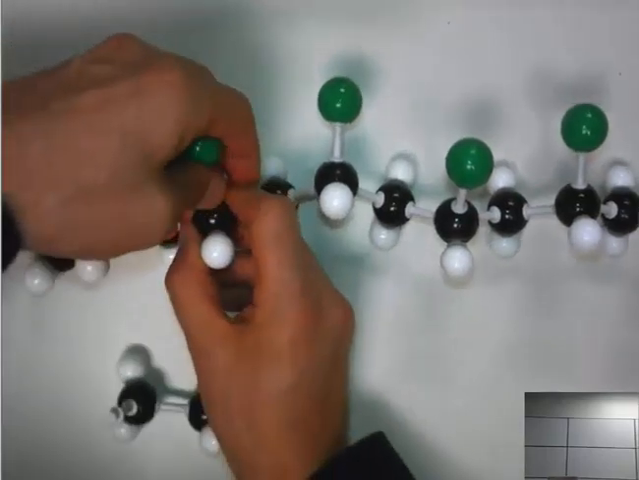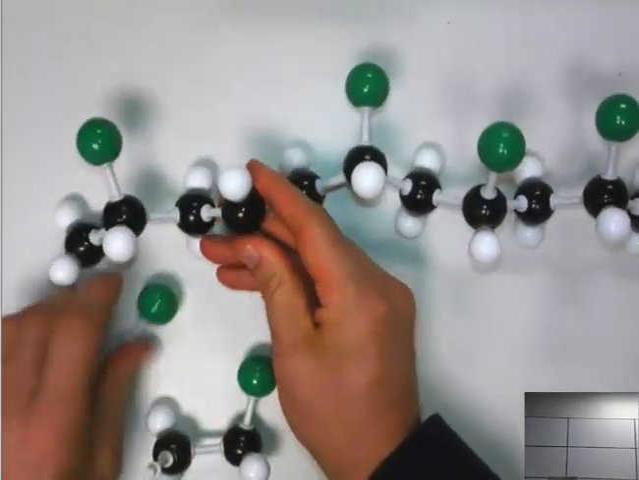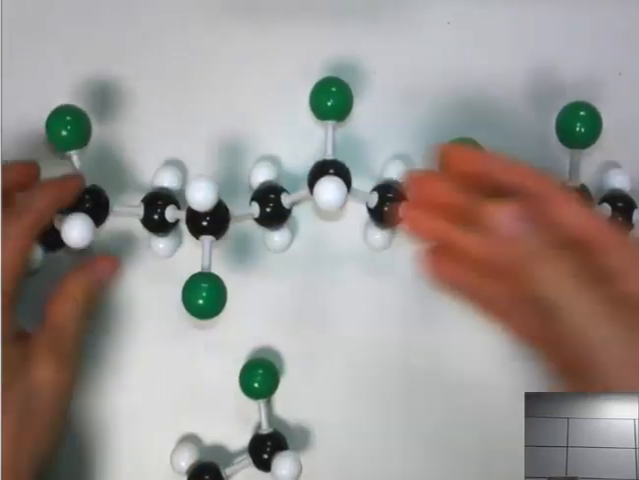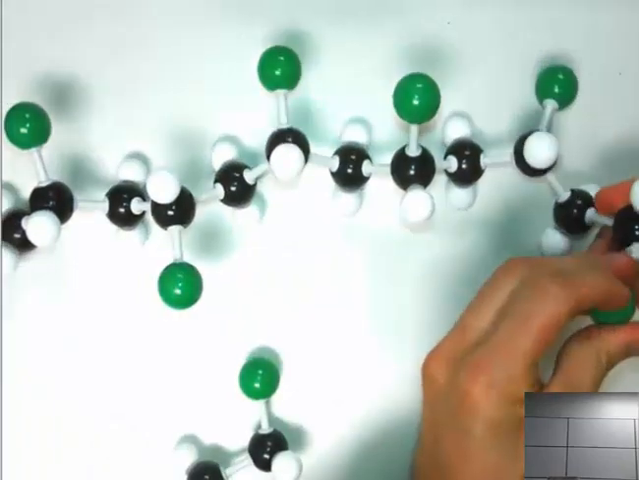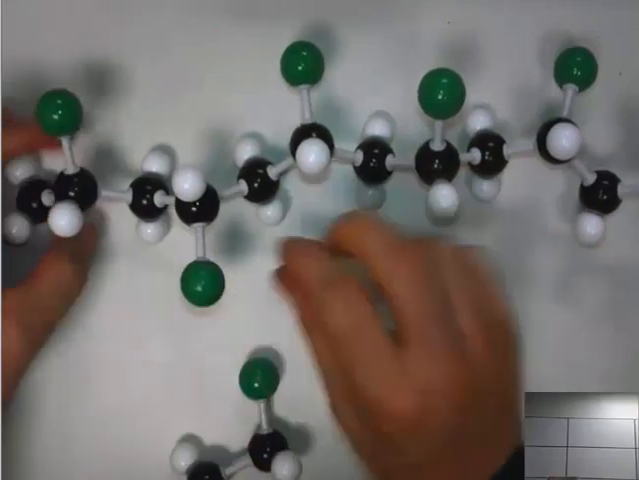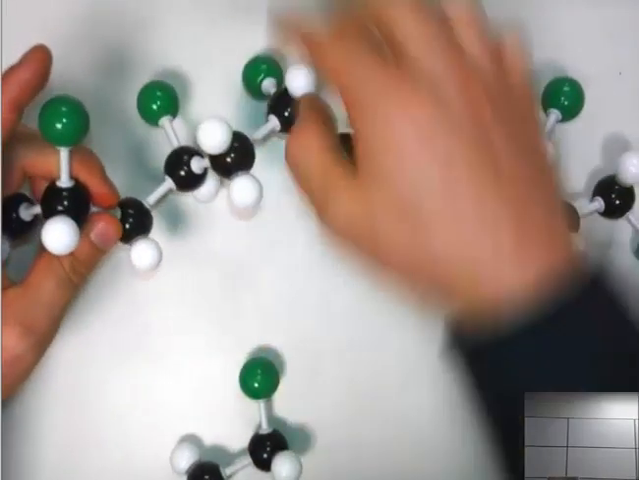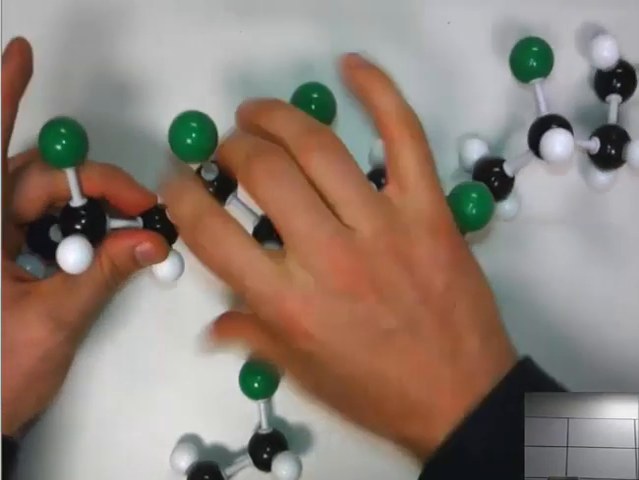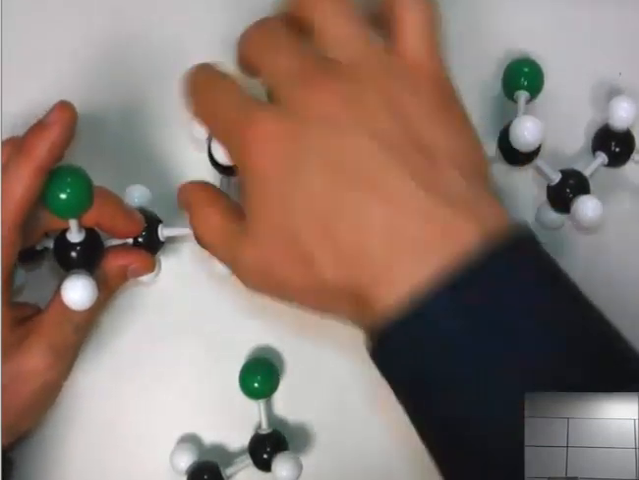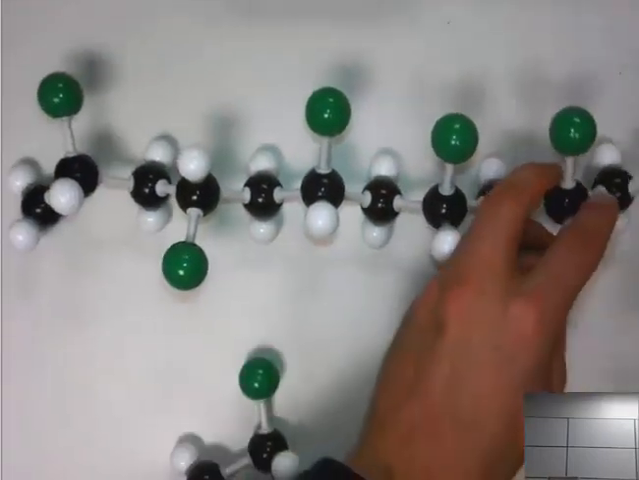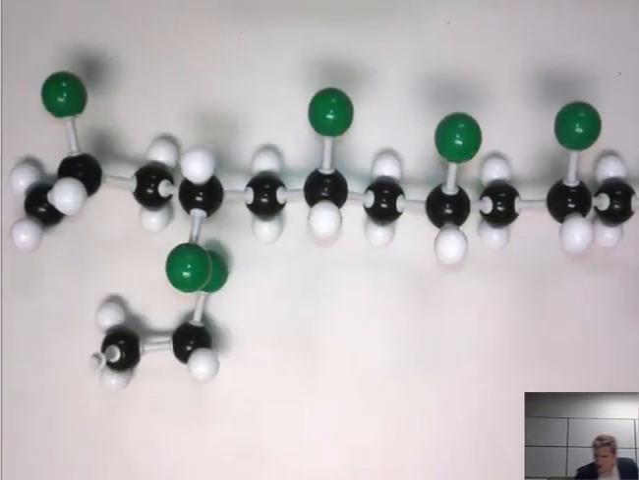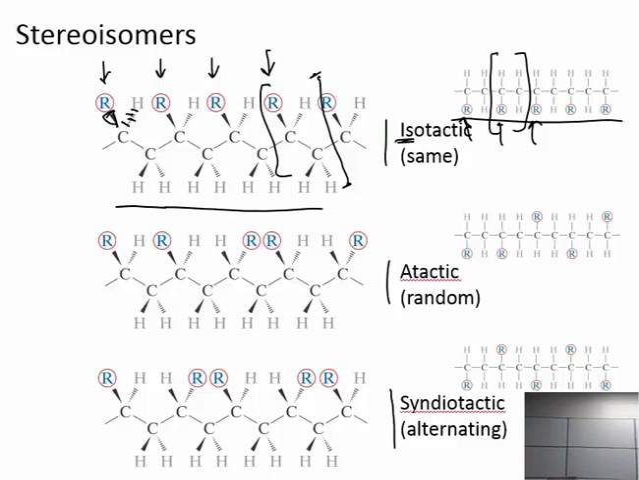Now, if I start randomly switching the orders, maybe I switch that one, maybe I have a couple that are the same, or maybe this one down here is switched as well. You can see that this is now a different configuration, right? So there's no way to rotate this such that it's the same as before, right? Even if I rotate down here, this is unique. This is a different position. And I can't get back to that original configuration just by rotating the bond. So what I have now is the atactic, the random configuration, right?